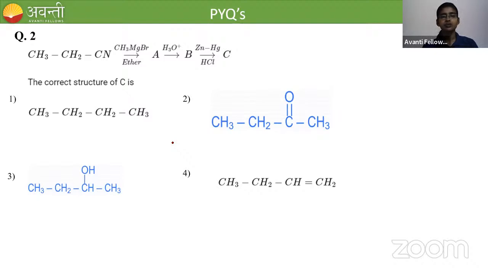Coming to question number 2: CH3CH2CN on reaction with methyl magnesium bromide in presence of ether gives A, and A on hydrolysis gives B, then B with zinc amalgam, that is zinc mercury, and HCl forms C. What is the correct structure of C? For this reaction, you can take 15 to 30 seconds. Let me know the answer in the chat box, then we will discuss. Try for it and tell me which option is correct: 1, 2, 3 or 4.